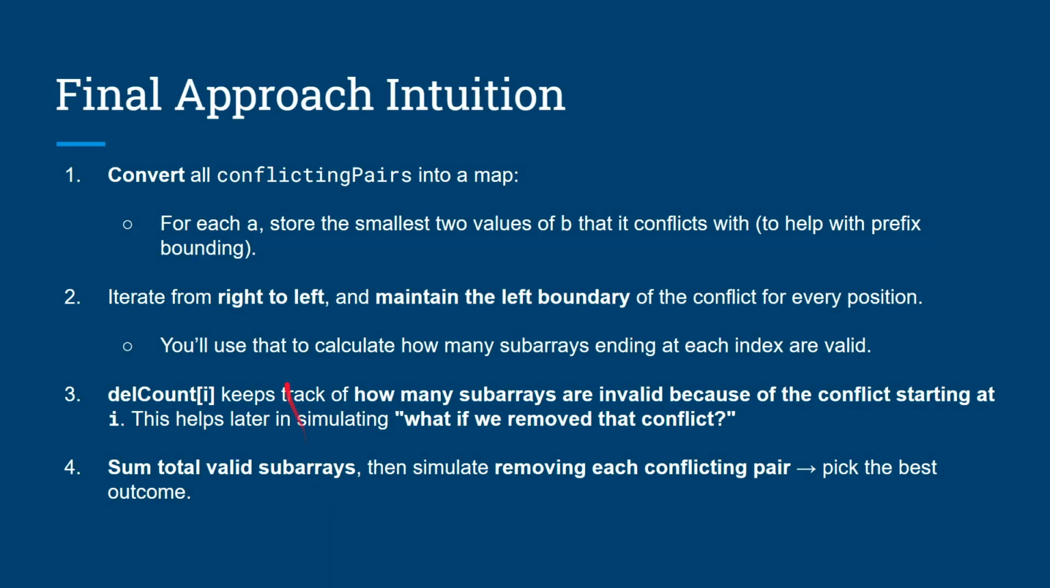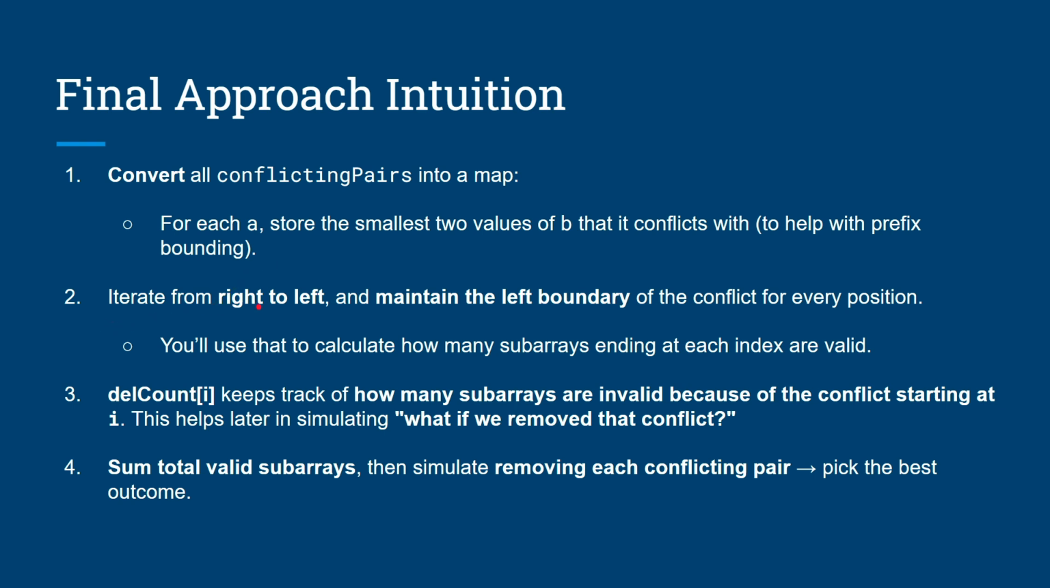So the final approach is we will convert all the conflicting pairs into a map, right? For each a, we will store the smallest value of b that it conflicts with, to help the prefix bounding. I will show you how the bounding will work, right?